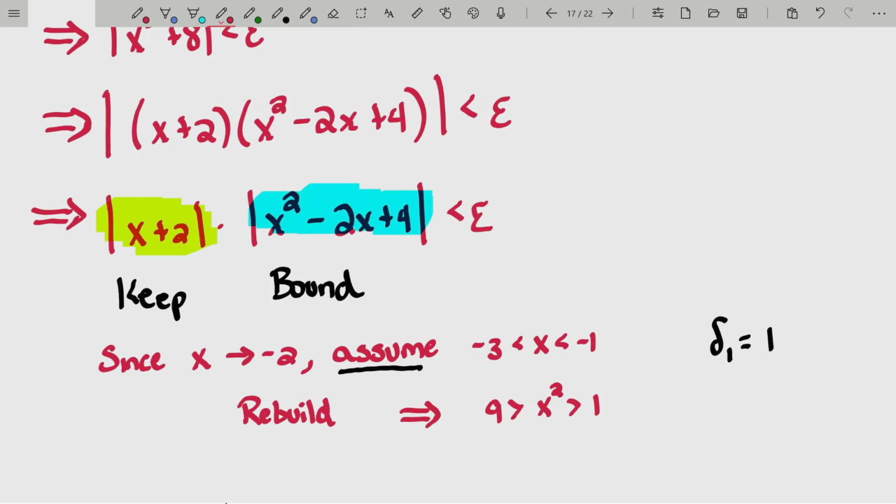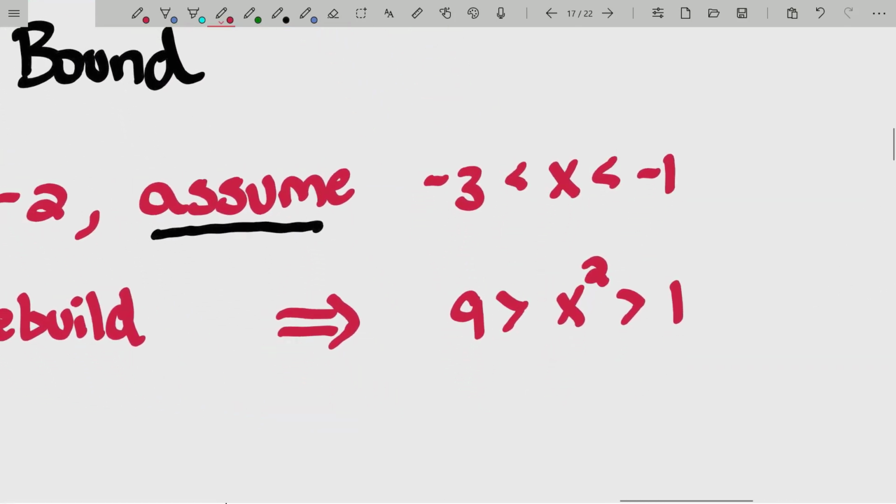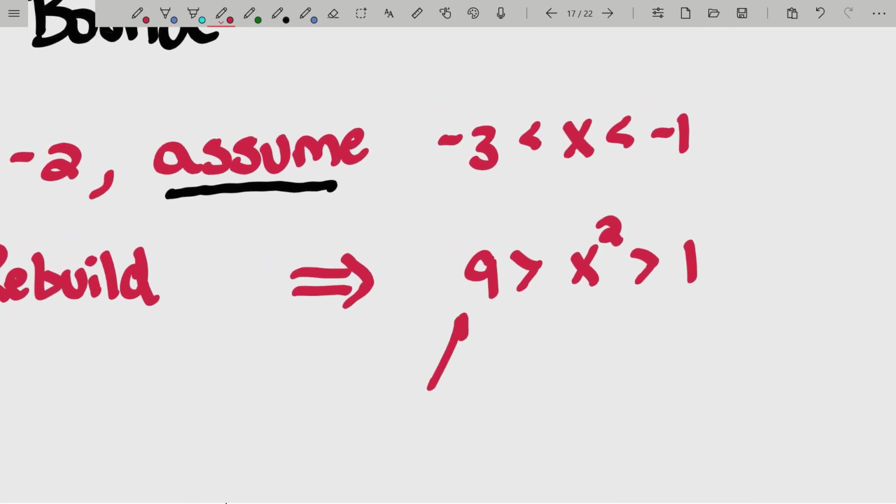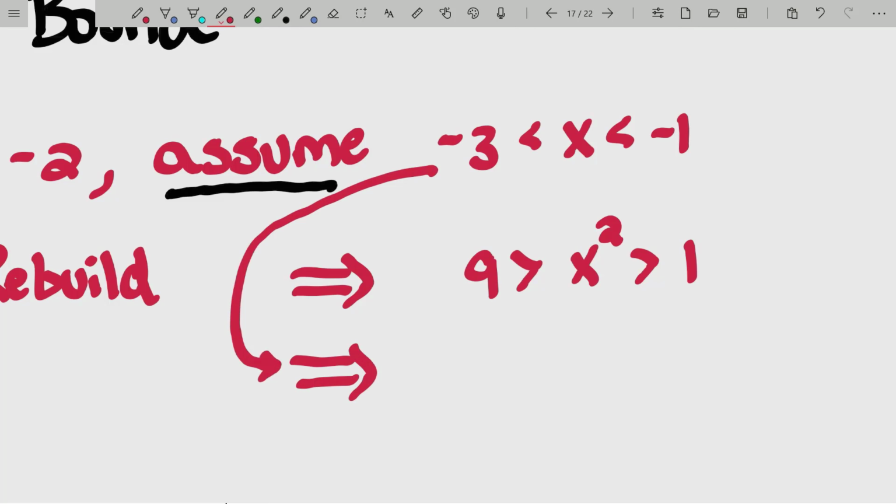I want to subtract 2x, but the problem here is I can't. If I subtract 2x from all three sides right now, I'll have a 9 minus 2x, x squared minus 2x, and a 1 minus 2x. I don't want to bound that by variables. So because of that, I'm going to build a secondary inequality. I'll just grab this guy and say, guess what?